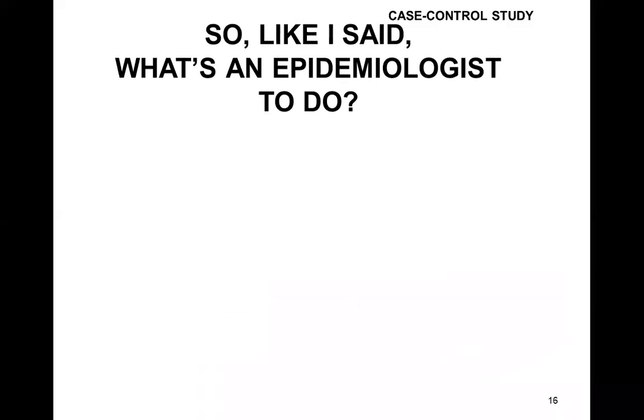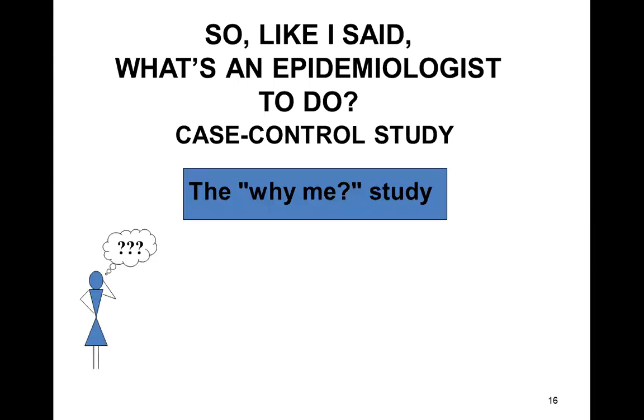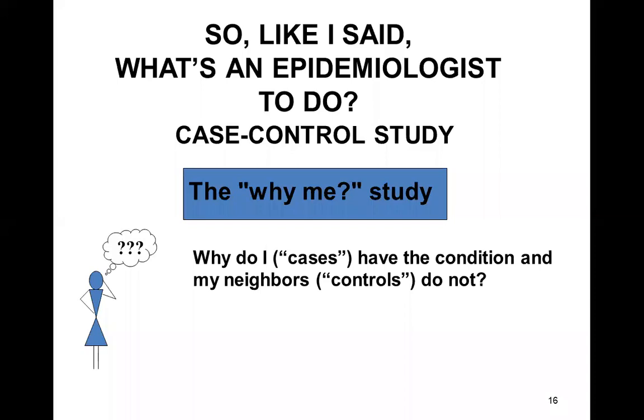There is another design that we use, and that's the case control study. Now you all can identify case control studies in the literature. I encourage you to do that, but there are a couple of things that you should know about case control studies. It's called the why me study. Why do I have this and my next door neighbor does not, essentially? So because it's a rare condition, if we just do random sampling or serial sampling, we may not ever detect a doubling of the cases.